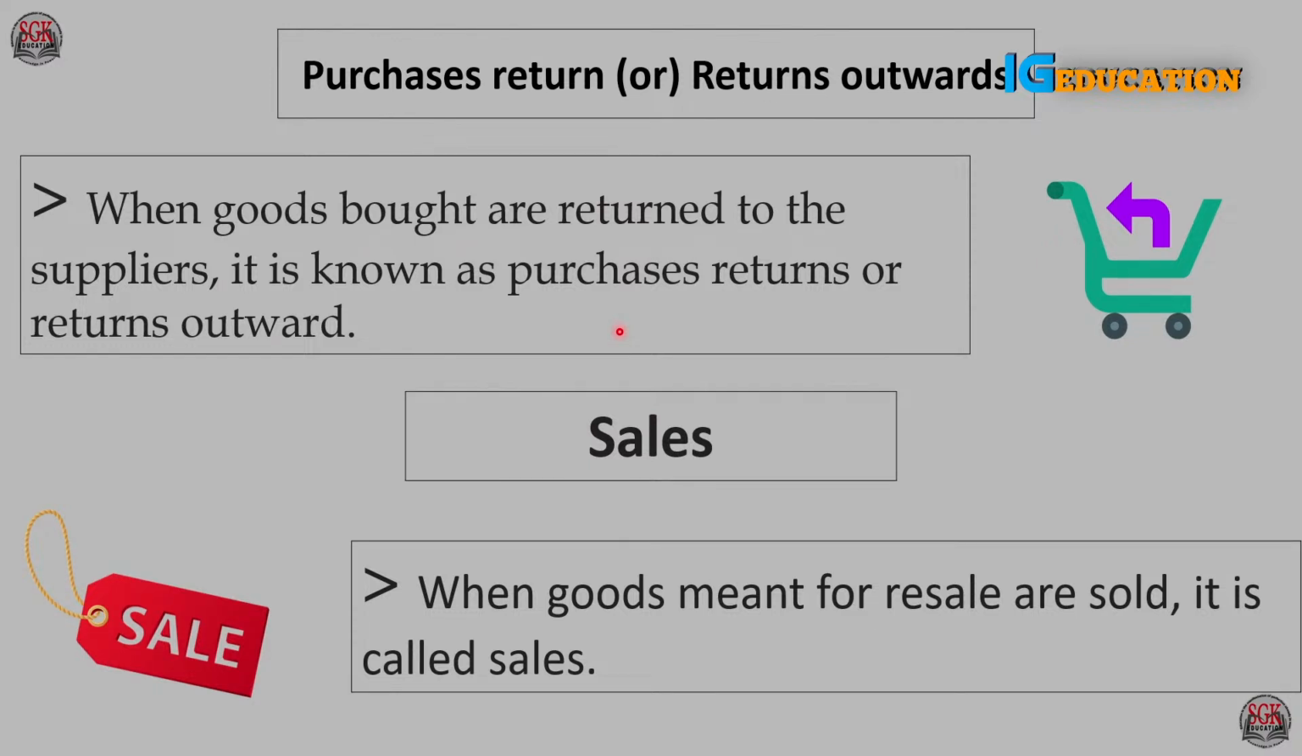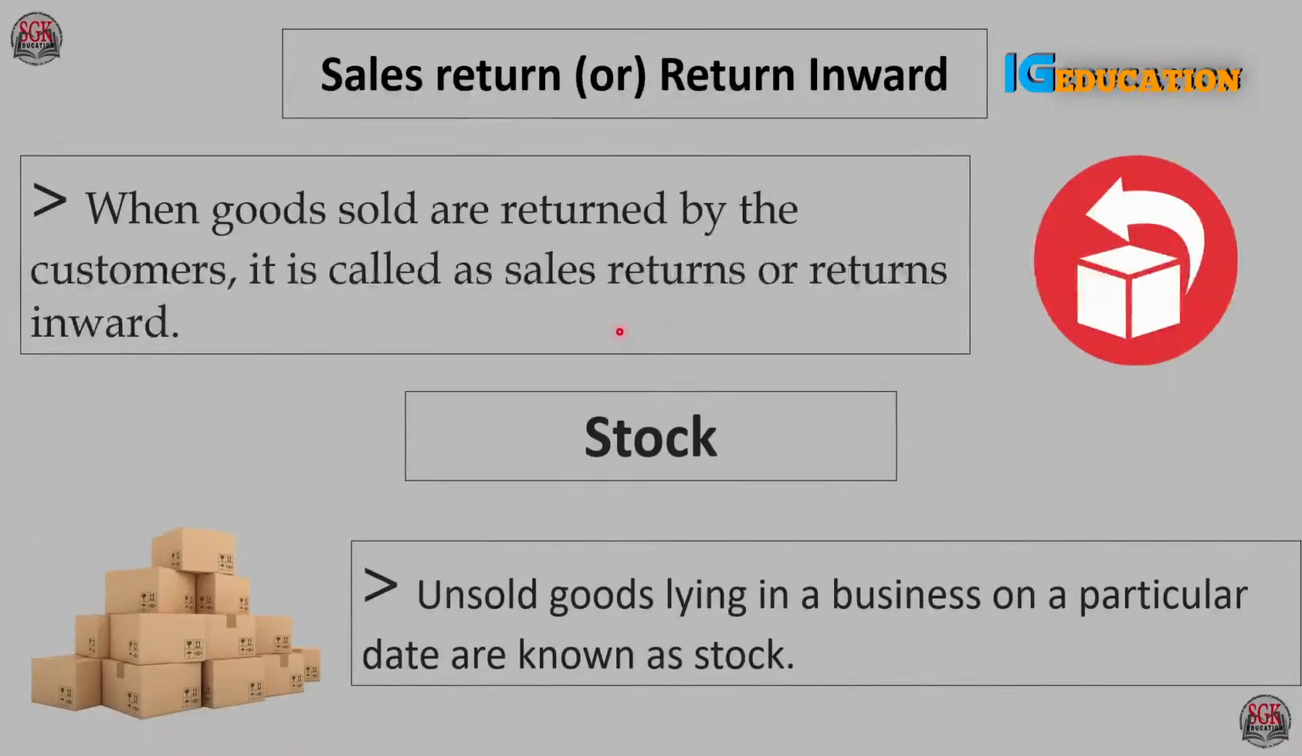It's also a layman term, children. We sell goods to some other person. It's called sales. And next one is sales return. If the goods we sold are defective and are returned to us, it's called sales return. It's also known as return inward. Another one is stock. Stock is what is produced and unsold and kept in the organization.